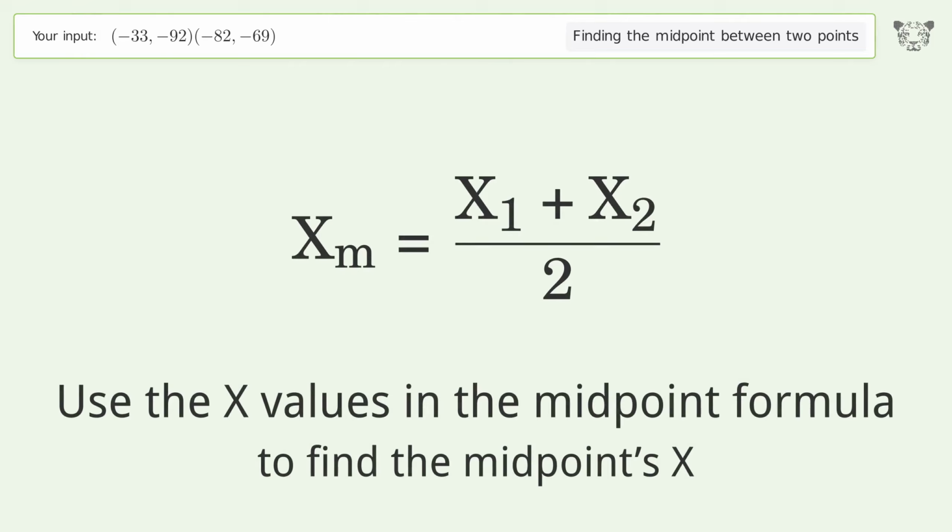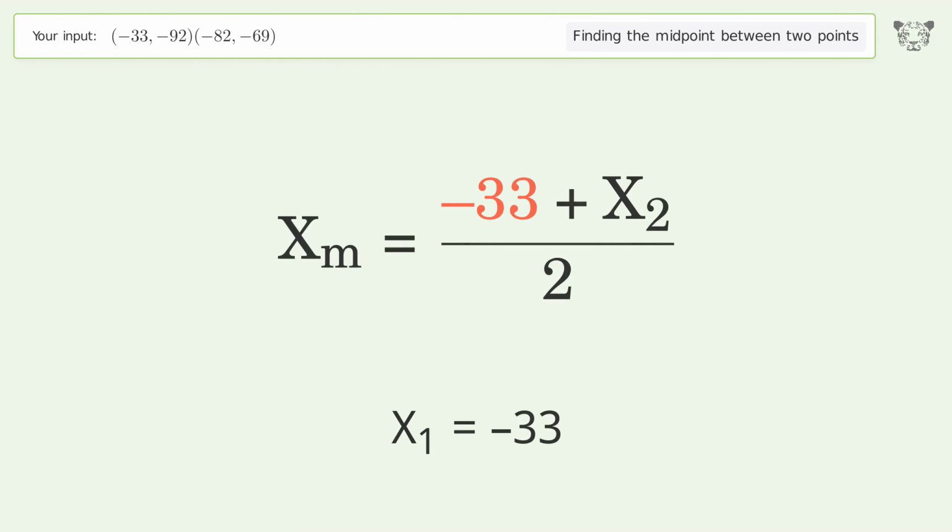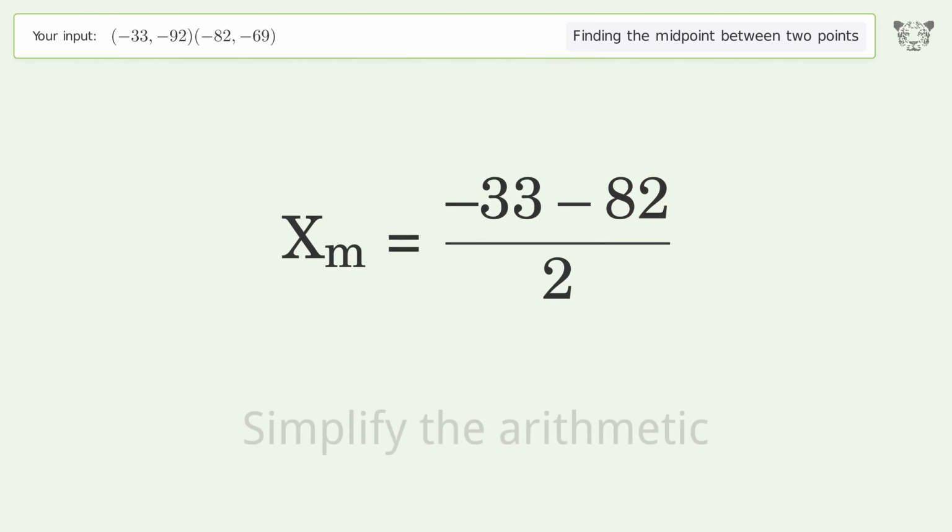Use the x values in the midpoint formula to find the midpoint's x. x1 equals negative 33. x2 equals negative 82. Simplify the arithmetic.